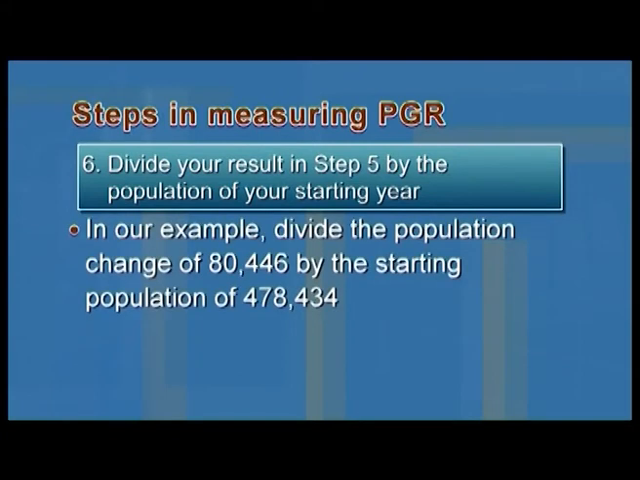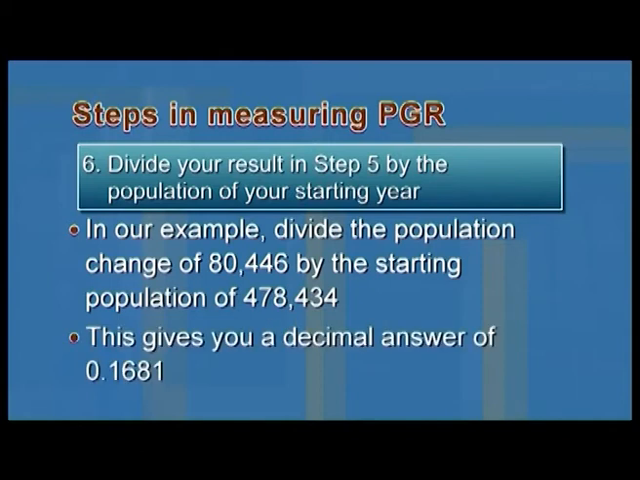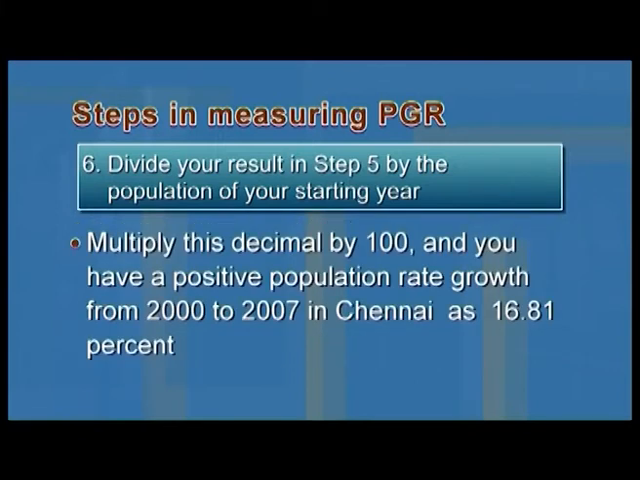In our example, divide the population change of 80,446 by the starting population of 4,78,434. This gives you a decimal answer of 0.1681. Multiply this decimal by 100 and you have a positive population growth rate from 2000 to 2007 in Chennai of 16.81%.